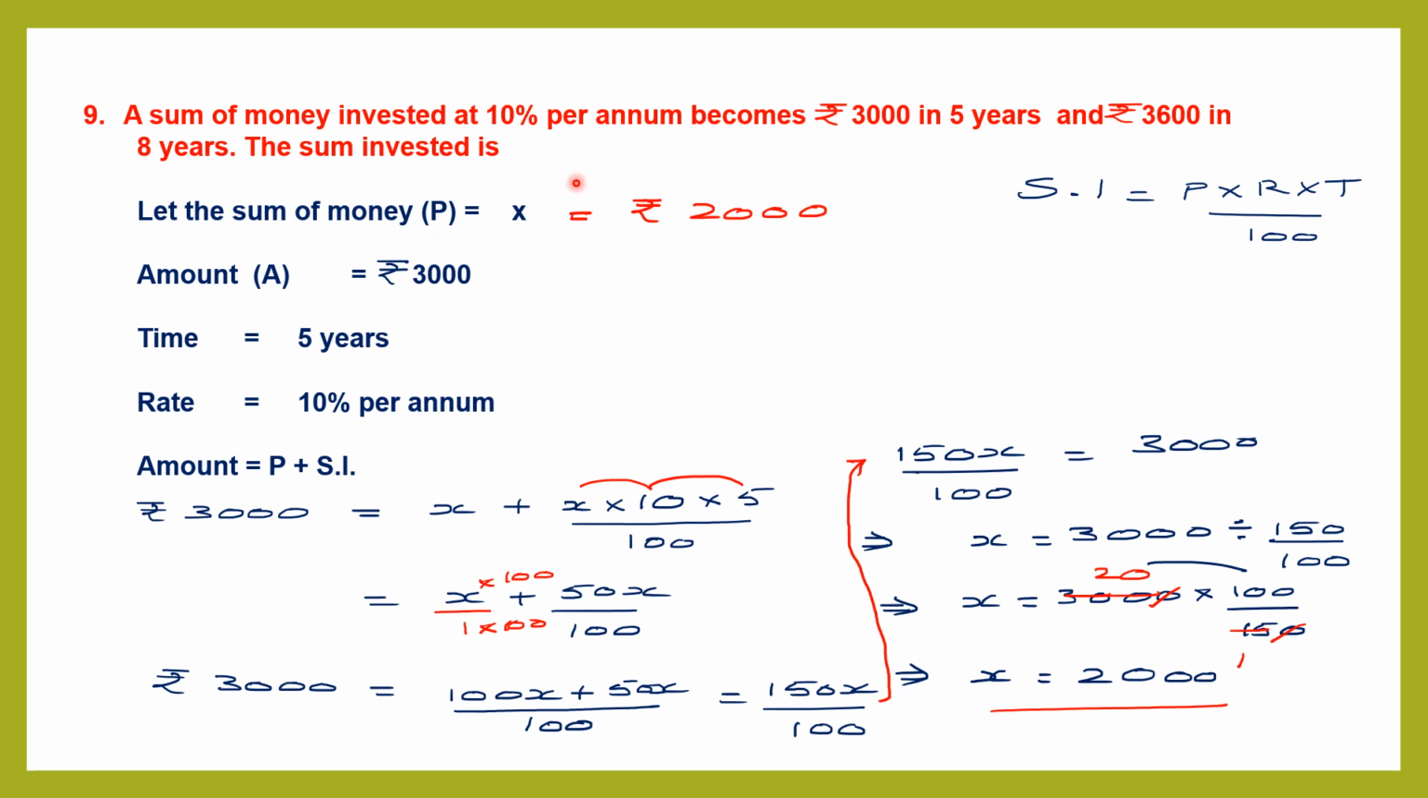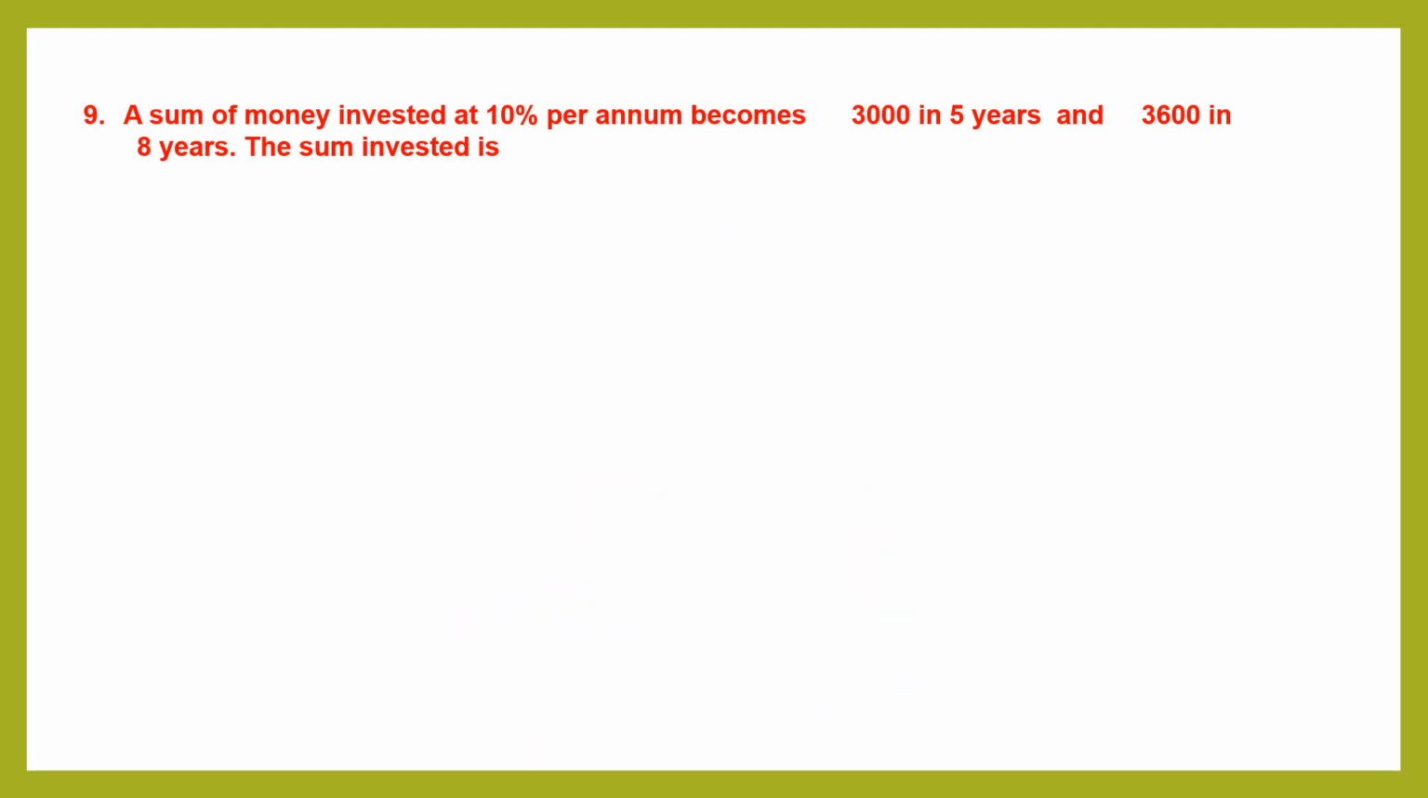So that we have to check with this and see. So let's do that. In the first case, we found out the sum of money invested, or the principal, to be 2000 rupees when the amount is 3000 in 5 years at 10% per annum. Now we have to check the same thing with 3600 rupees in 8 years, whether the principal is the same 2000. So let's work it out here also.